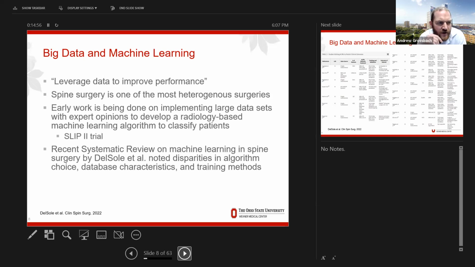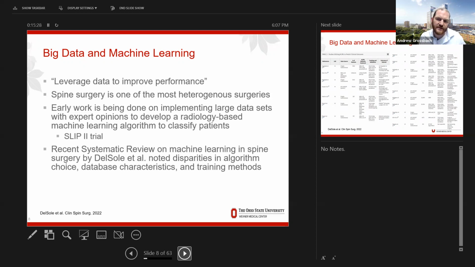So really the goal of all this is to standardize spine surgery. There's some early work being done right now on large data sets. One that comes to mind is the SLIP2 trial, looking at low-grade spondylolisthesis and stenosis. And they're using a radiology-based machine learning algorithm to classify patients: this patient's unstable, they need fusion, or this patient can get by with a decompression.